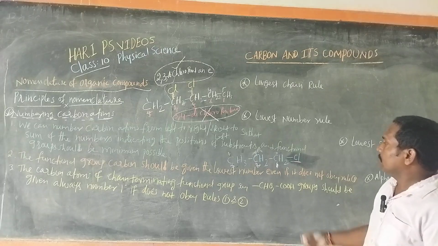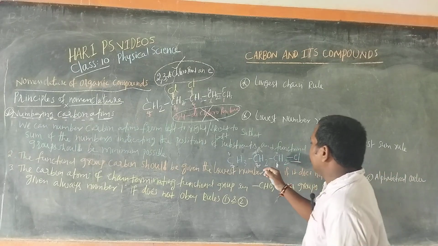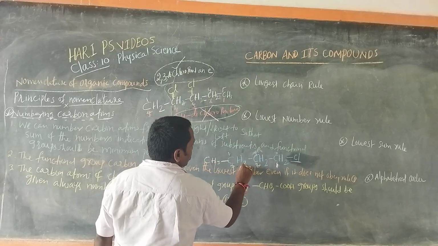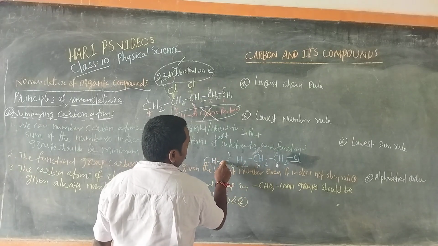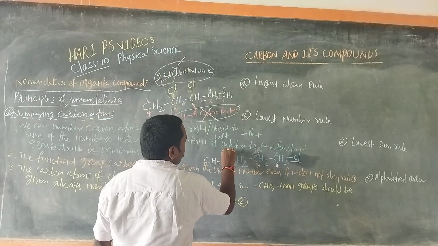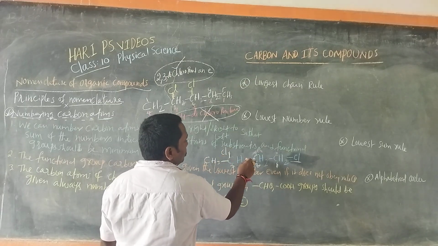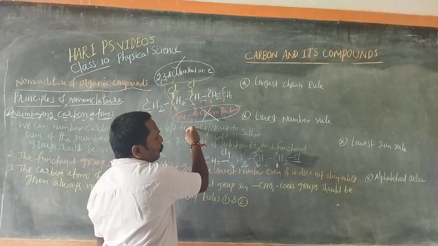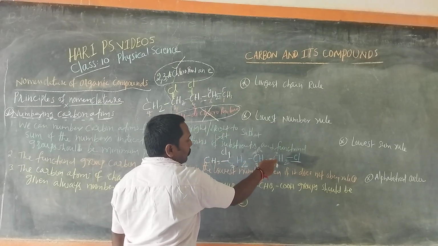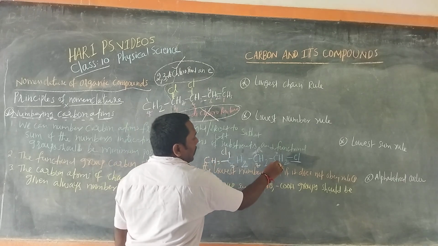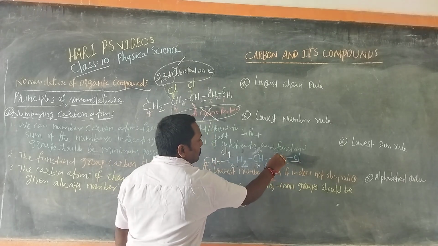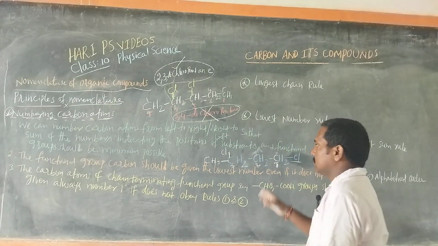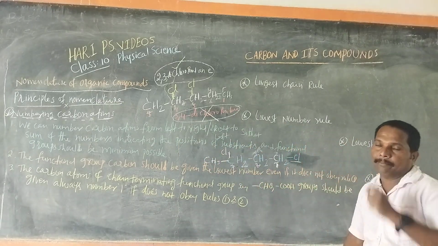Right. Similarly, if you take one more carbon, for example here CH3, CH2 or CH, here one more is there, like this. 1, 2, 3, 4 carbons. But this does not obey the rule. 1, 2, 3, 4. This carbon has the functional group, so this is the lowest possible number.